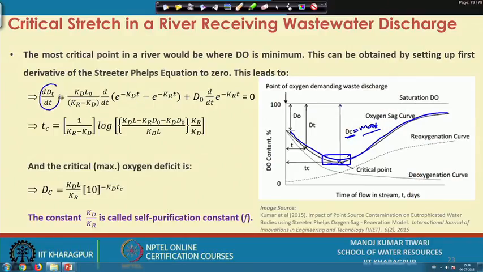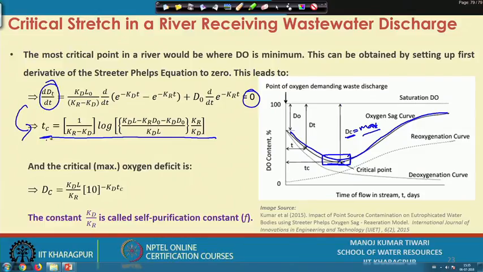The most critical point in the river can be obtained by taking the first derivative of this Streeter-Phelps equation and putting that equal to 0 and solving. So, what do we get? The critical time at which the DO will be minimum can be obtained by this expression. So, this expression will give us the critical time.